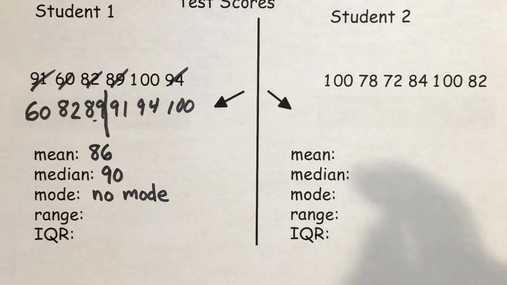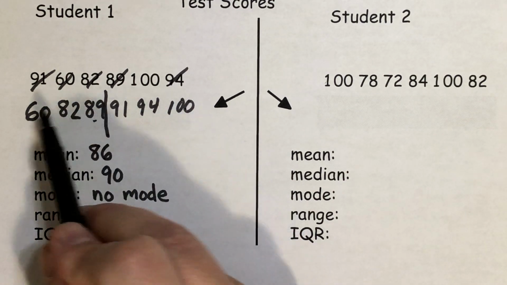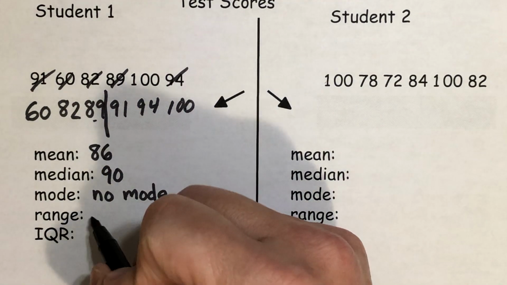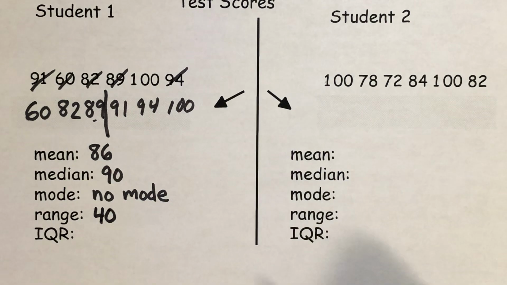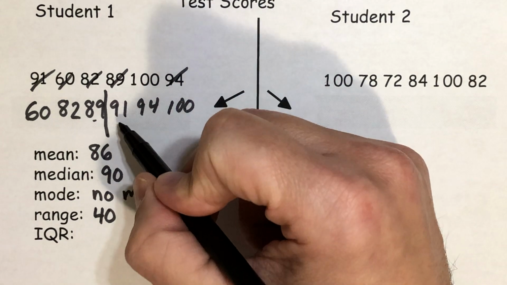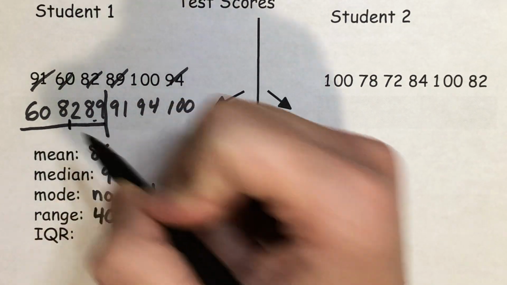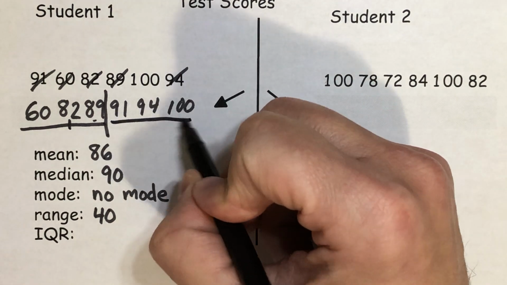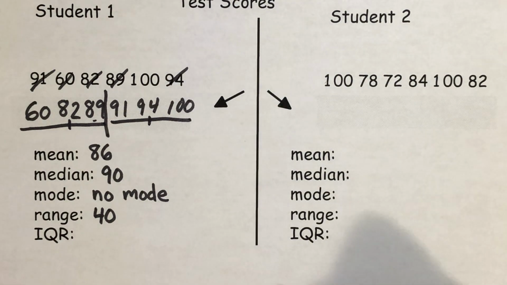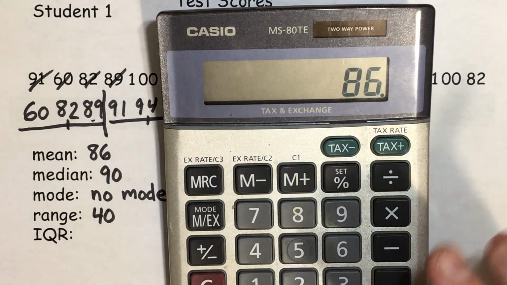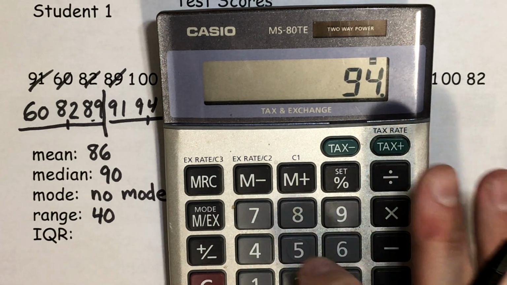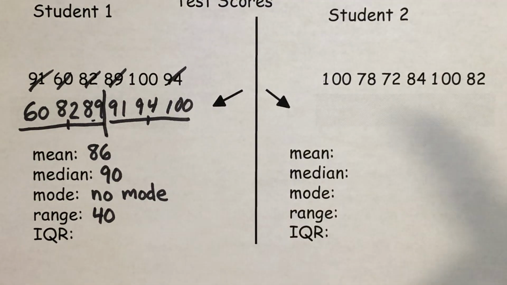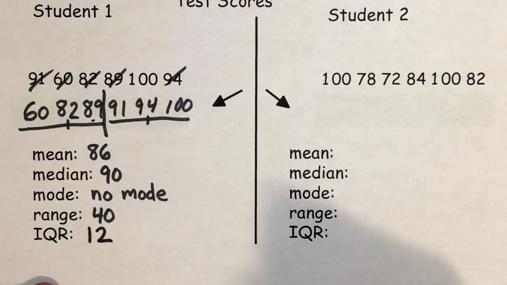Now let's find our range. We're going to subtract 100 minus 60. Most of you know that that's 40. And then finally, to find our IQR, we need to find the middle of the lower half of the data, which is 82, and the middle of the upper half of the data, which is 94. I'm going to subtract 94 minus 82, and that gives me an IQR of 12. So we've completed the work for student 1.